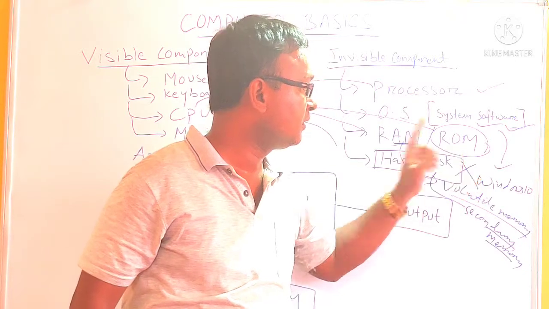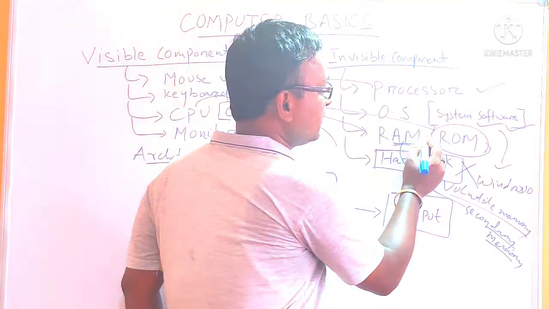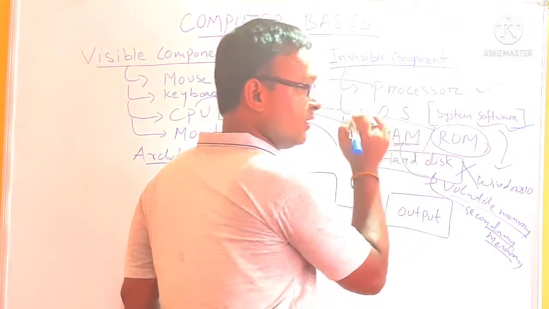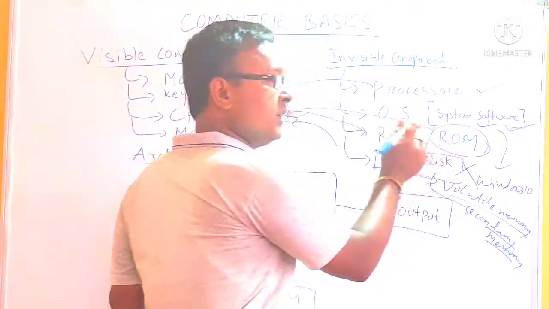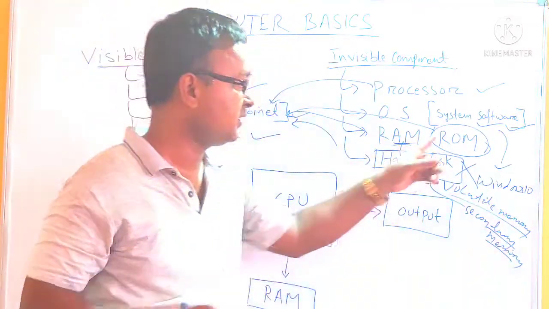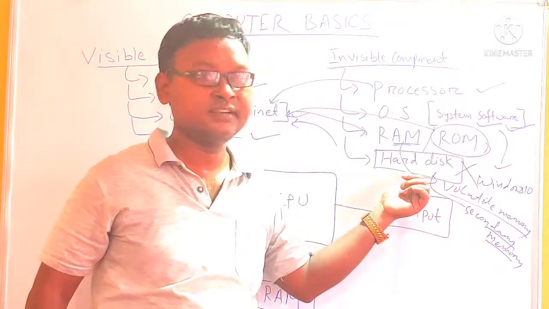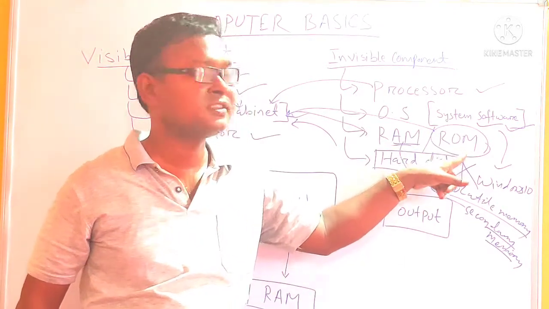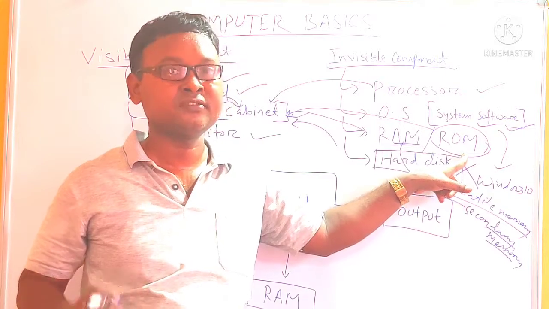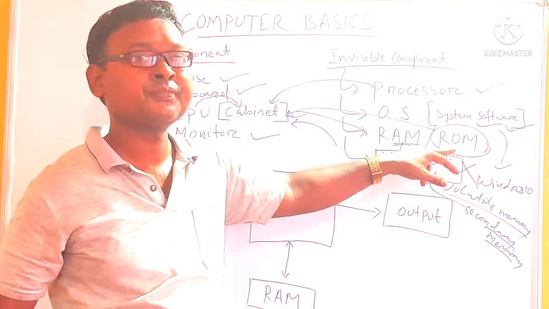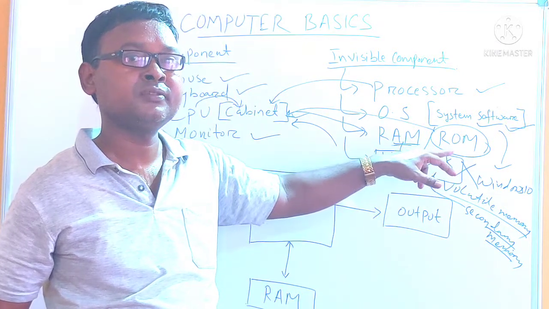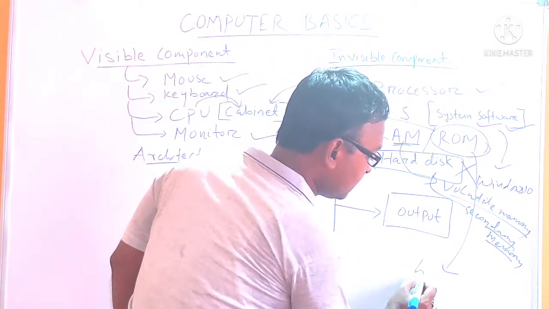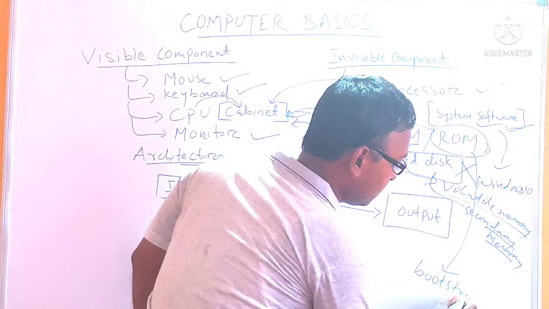Let me first of all differentiate between RAM and ROM. RAM is a random access memory. It is a volatile memory. ROM is a read-only memory and it is a non-volatile memory, like a hard disk, but its capacity is very less and its functionality is also very less. So why are we using ROM in your computer system? It has a very important role in your computer system. It has a bootstrap program.